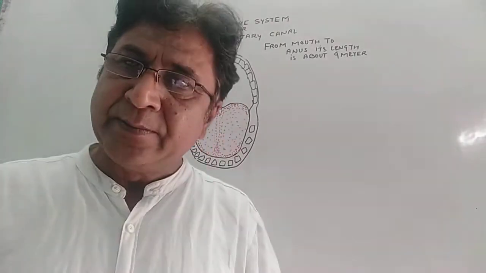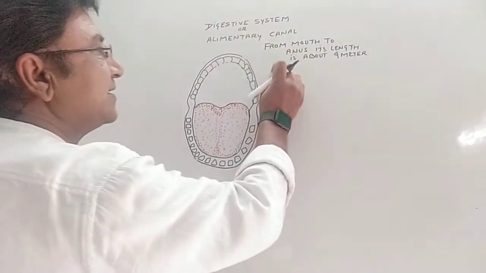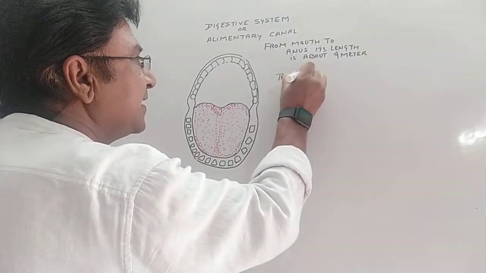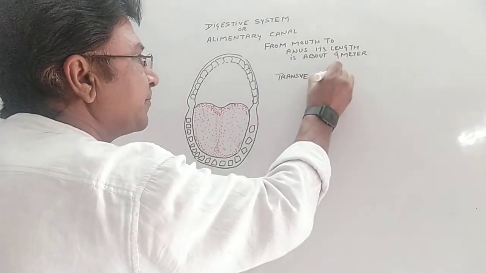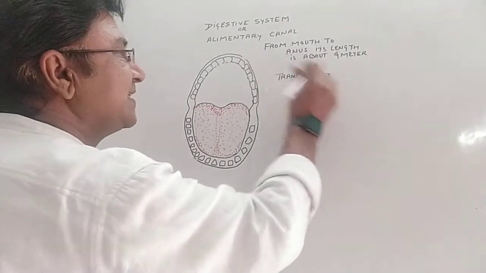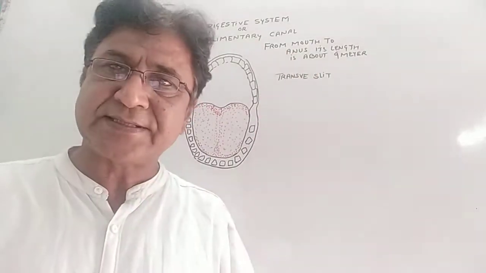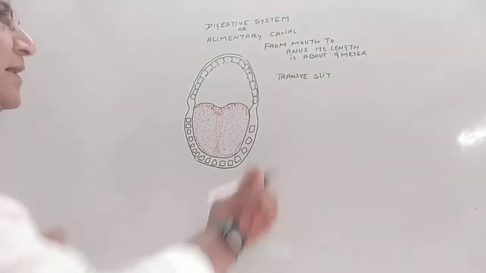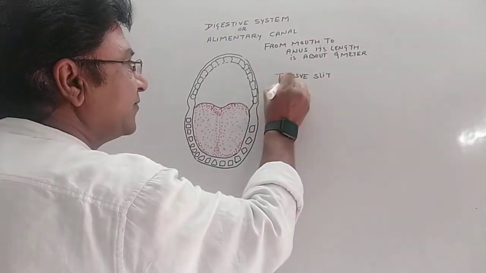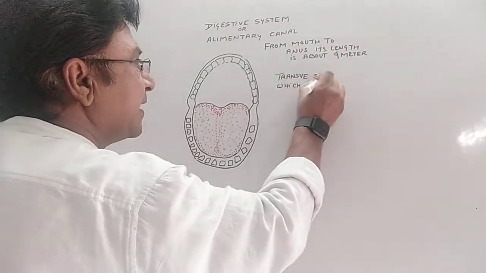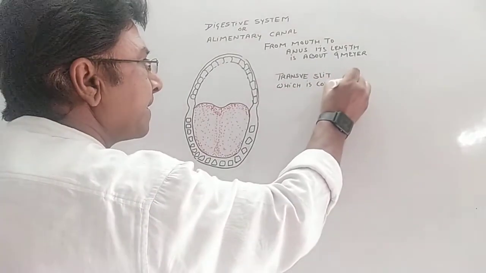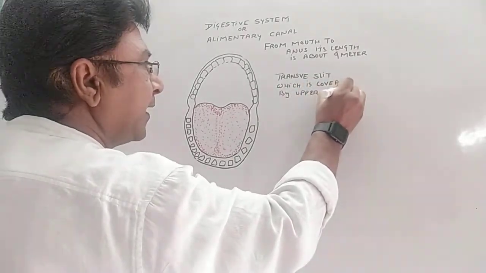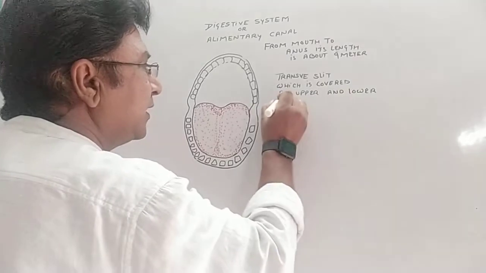What is the mouth? The mouth is basically, you remember this, a transverse slit. Where is it present? The transverse slit is present between the nose and the chin. It is a transverse slit which is covered by upper and lower lips.